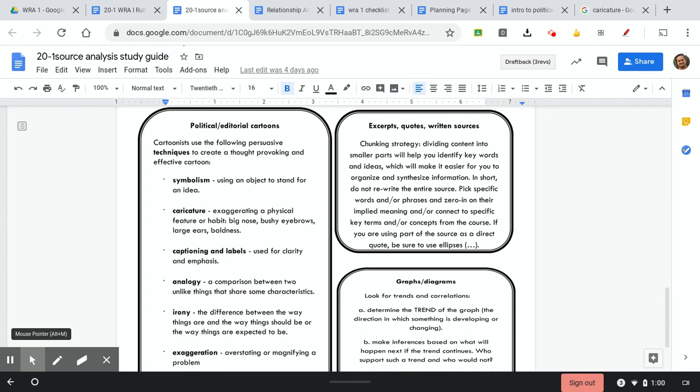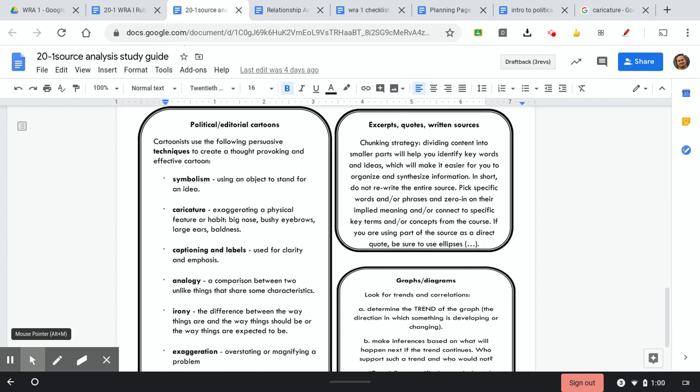Now, that's if we're looking at political cartoons. What about if you're looking at a quote or a written source? There's going to be times where you have to analyze a quote that is almost like a short paragraph, while other quotes might be one sentence or two. To analyze a quote, we're using something called the chunking strategy.